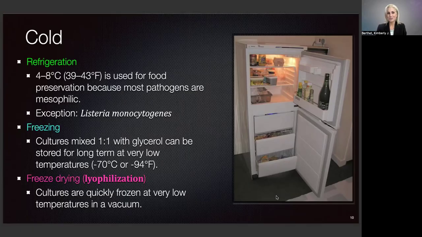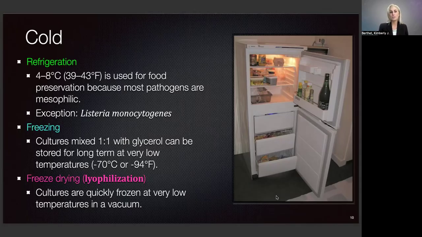Now we do refrigeration. We know if we leave something in the refrigerator for long enough, microorganisms will continue to grow. It's not as good as freezing our foods. So they're still metabolically active. They're just not in a highly metabolically active state.